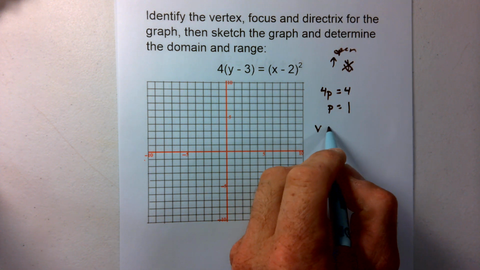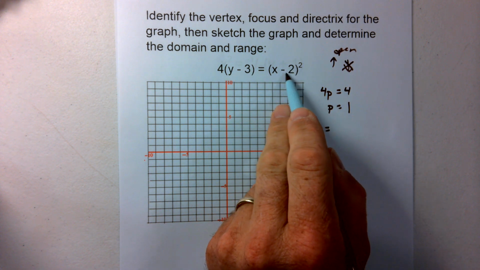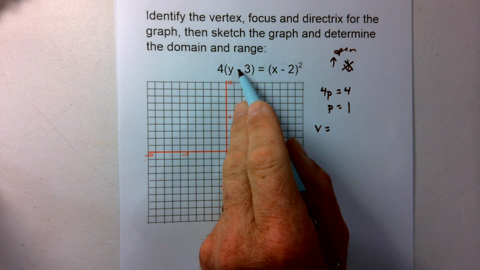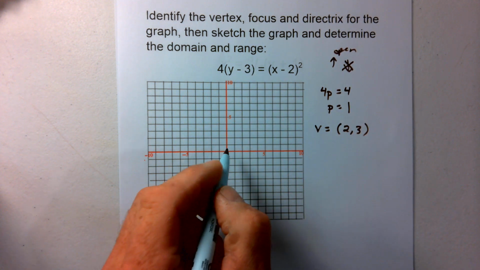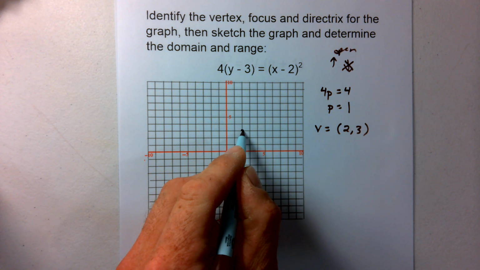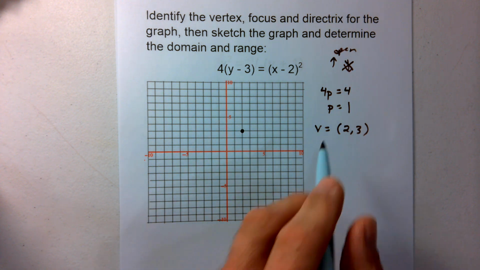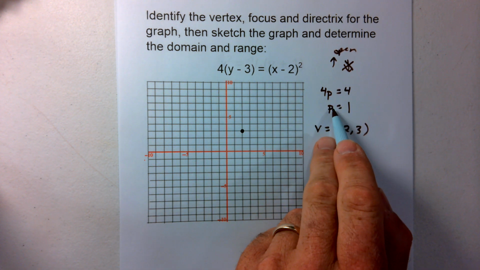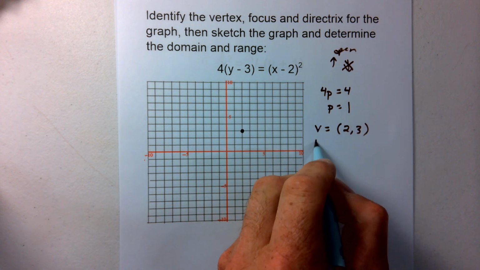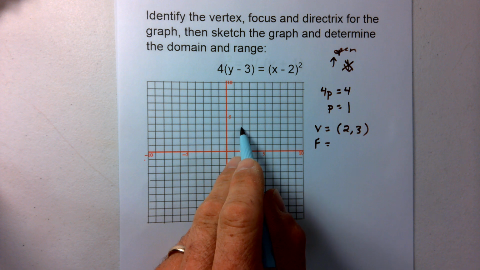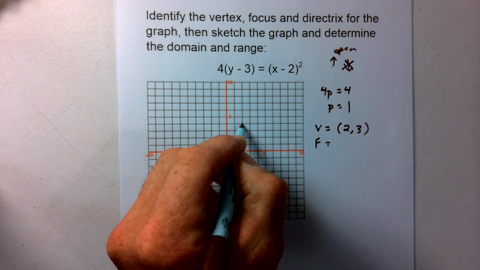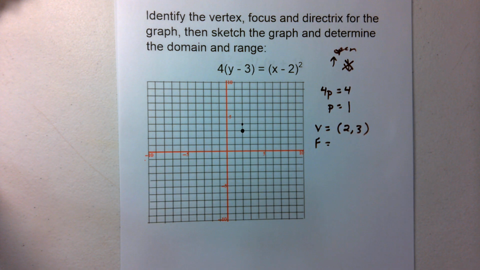Since p equals 1, it's positive, we know it's going to open up. We also know the vertex is going to be the opposite of what's with x and the opposite of what's with y. So our vertex is going to be at (2, 3). So we're going to come over 2 and up 3 units. Since we know it opens up, we know that our focus is going to be 1 unit away from that vertex, and it's going to be up. The focus will always be inside the parabola.